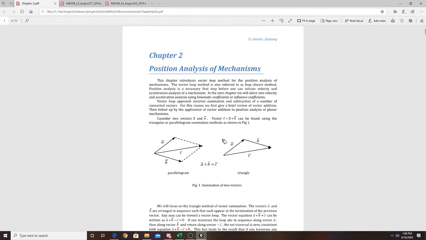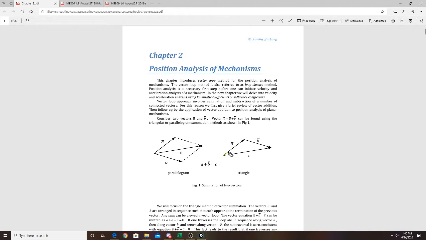So, vector loop approach involves summation and subtraction of a number of connected vectors. For this reason, we first give a brief review of vector addition, then follow up by the application of vector addition to position analysis of planar mechanisms. Consider two vectors A and B, which is right here on the screen. So, C equals A plus B can be found using the triangular or parallelogram summation method as shown in figure 1.